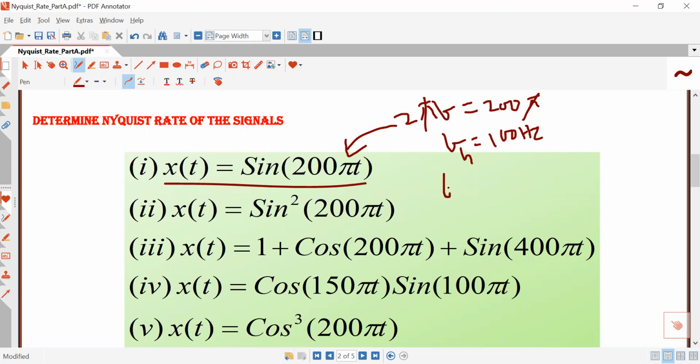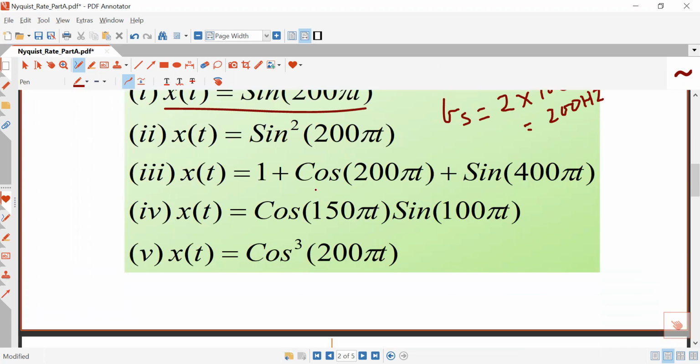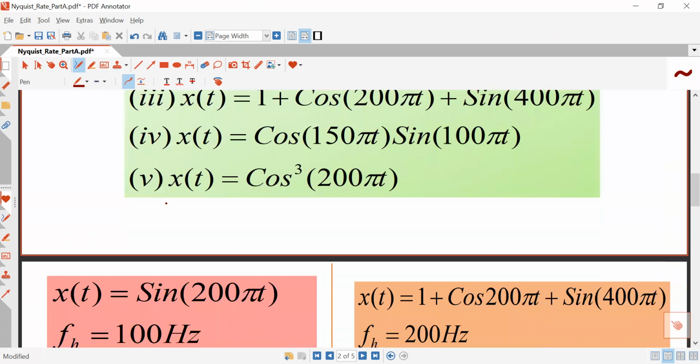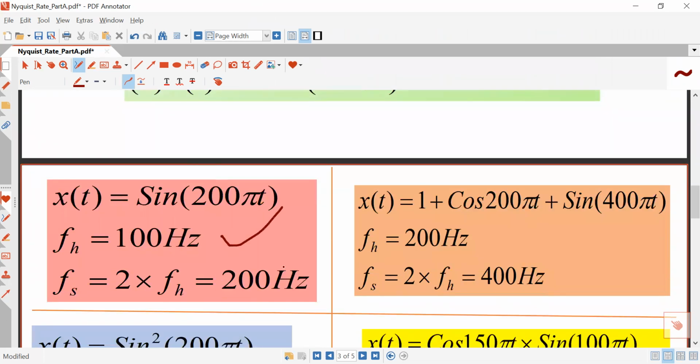And Nyquist rate is twice the highest frequency. So the Nyquist rate for this signal will be 200 Hz. I have solved this numerical example in the next slide. Here you can see the Nyquist rate is 200 Hz.